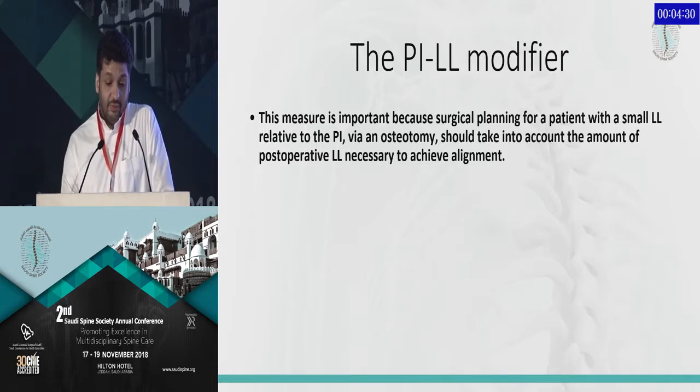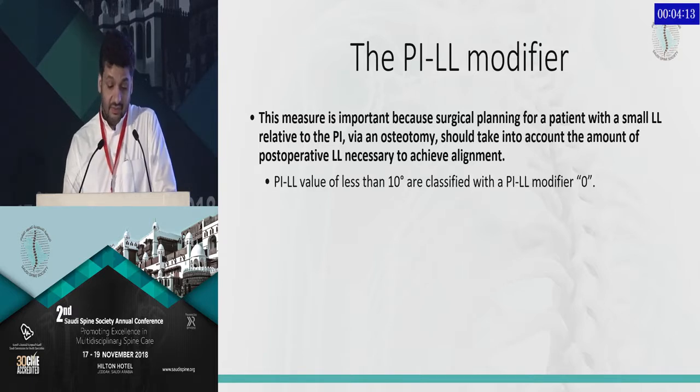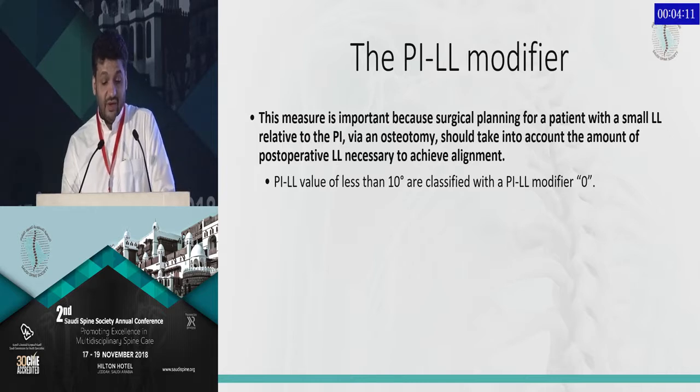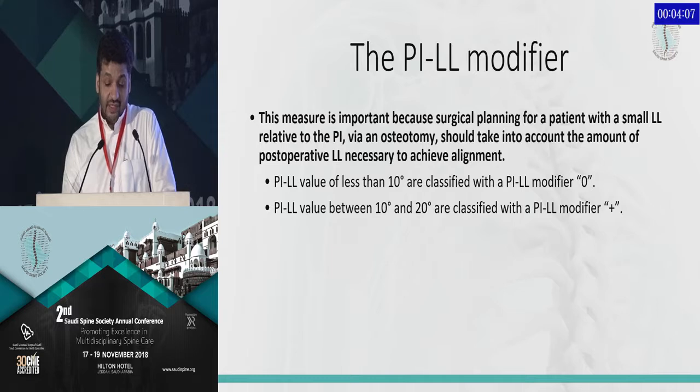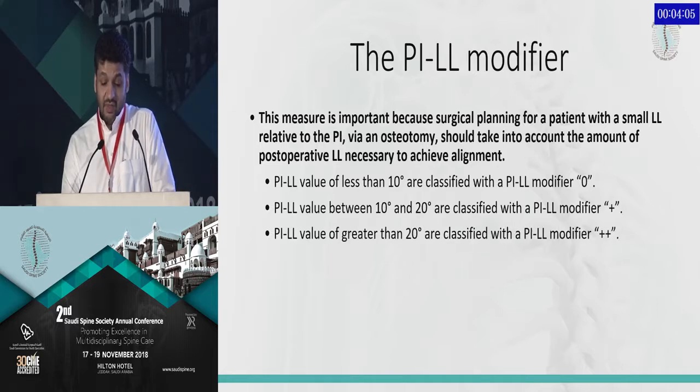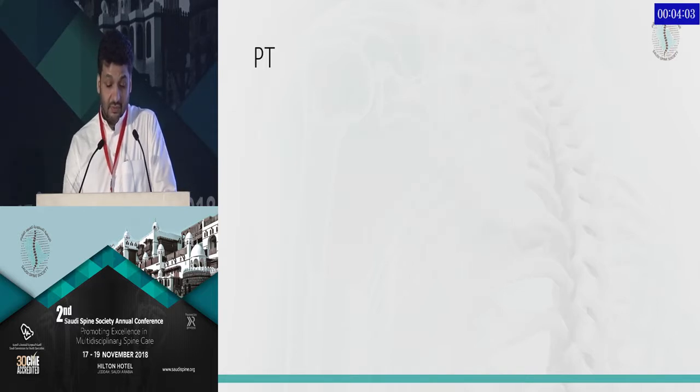The importance of the PI minus the lumbar lordosis is to measure the mismatch, because in surgical planning, a patient with a small lumbar lordosis relative to a large PI varies. You need to do more osteotomies, and you should take into account the amount of post-operative lumbar lordosis necessary to achieve your alignment. So if the value is between 0 and 10, it's considered modifier 0. From 10 to 20, it's plus 1. If it's more than that, it's plus 2.